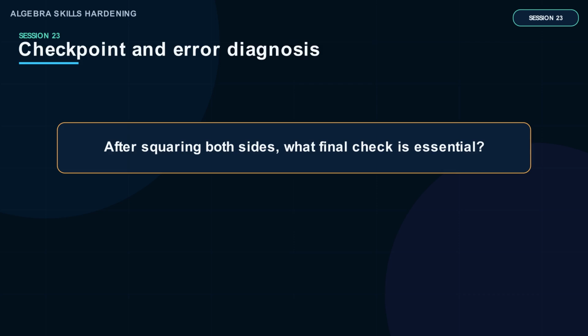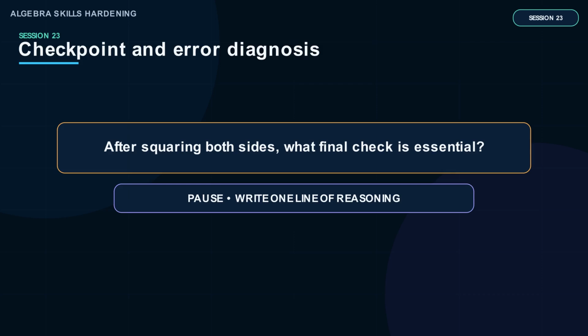Try this checkpoint without copying the example. After squaring both sides, what final check is essential? Decide which mathematical fact controls the answer. Write one line of reasoning before you commit. A visible decision is easier to inspect and correct.